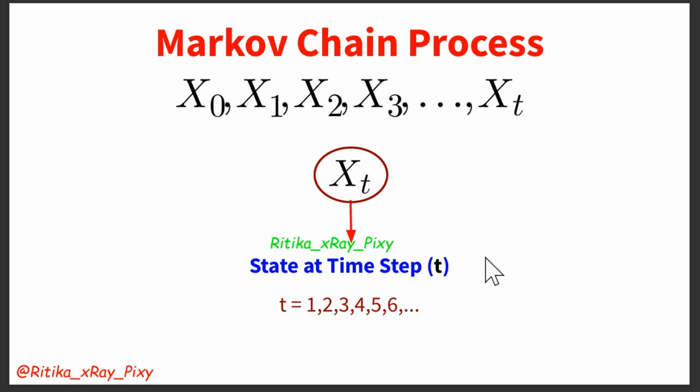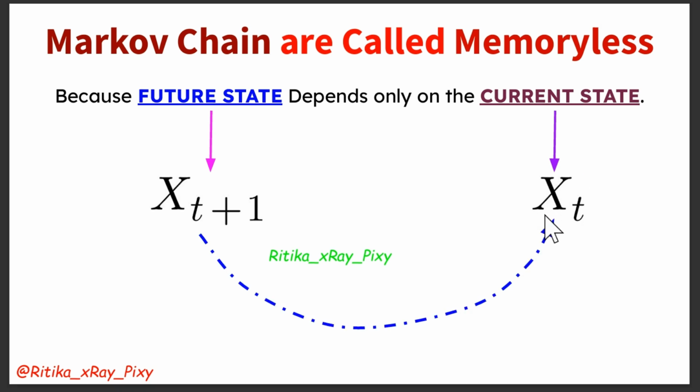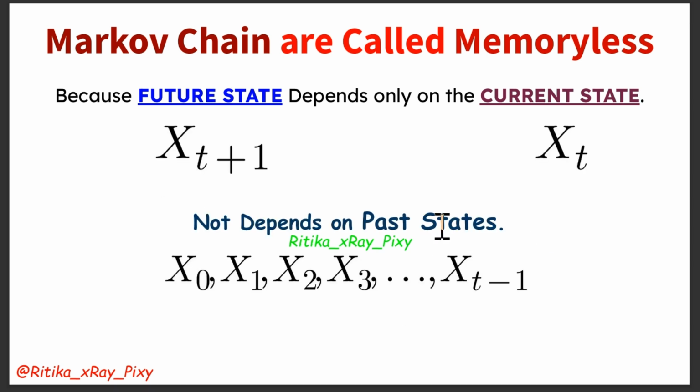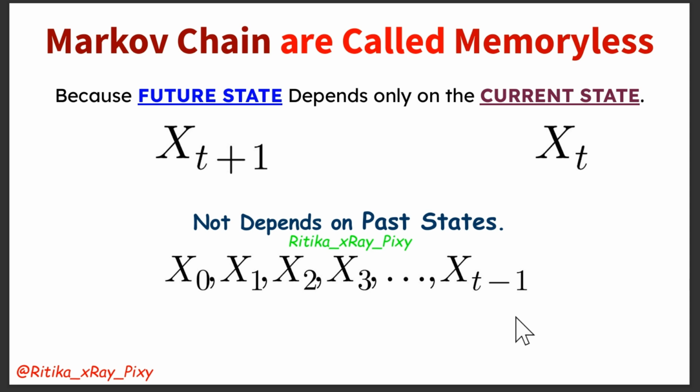Done. So, Markov chains are called memoryless because of the Markov property, that is, the future state, noted here as xt+1, depends only on the current state, that is xt, not on the sequence of past states. We have past states like x0, x1 up to xt-1. So the future state depends only on the current state, not on the sequence of past states, that is x0, x1 up to xt-1. And this makes a Markov chain memoryless and simple to analyze. Now, what does memoryless mean here?